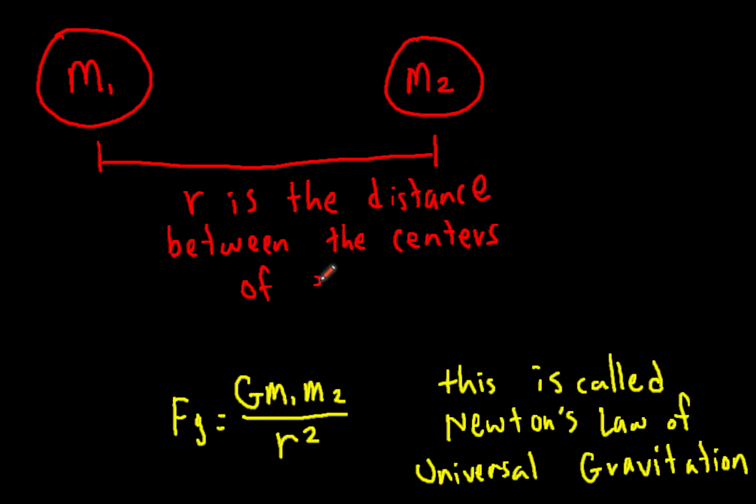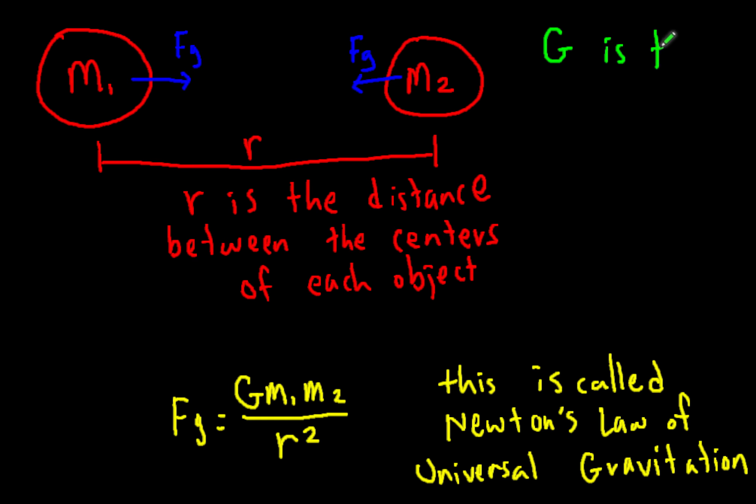Now remember that Newton's third law says that for every force there's an opposite and equal reaction force. This means that the two objects pull on each other with opposite and equal forces of gravity. So Fg is the same no matter which object you're looking at.